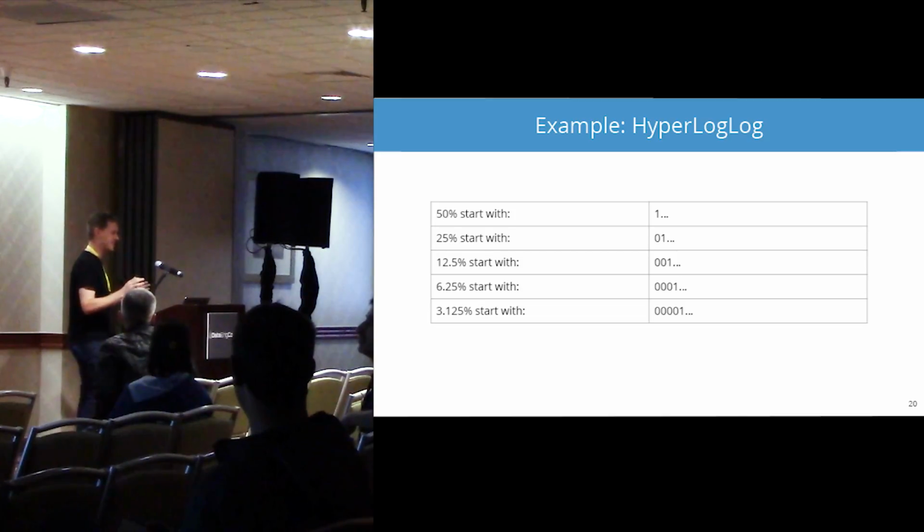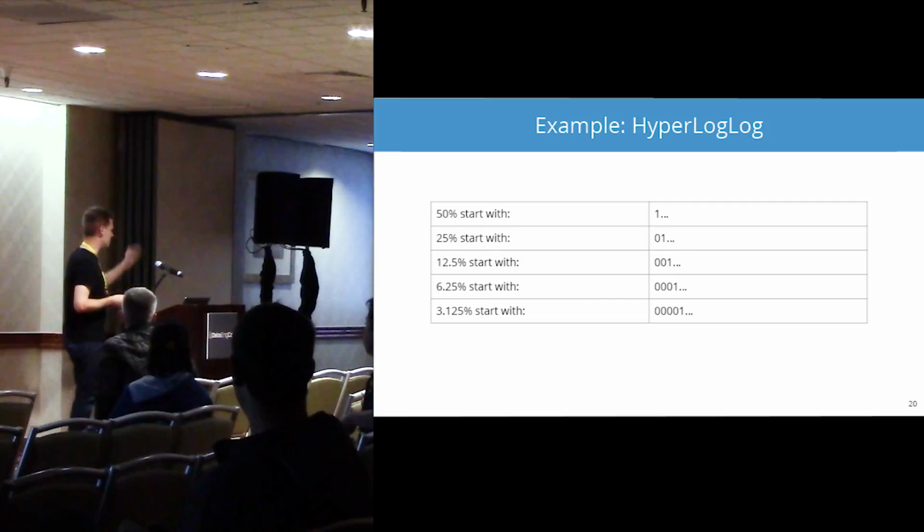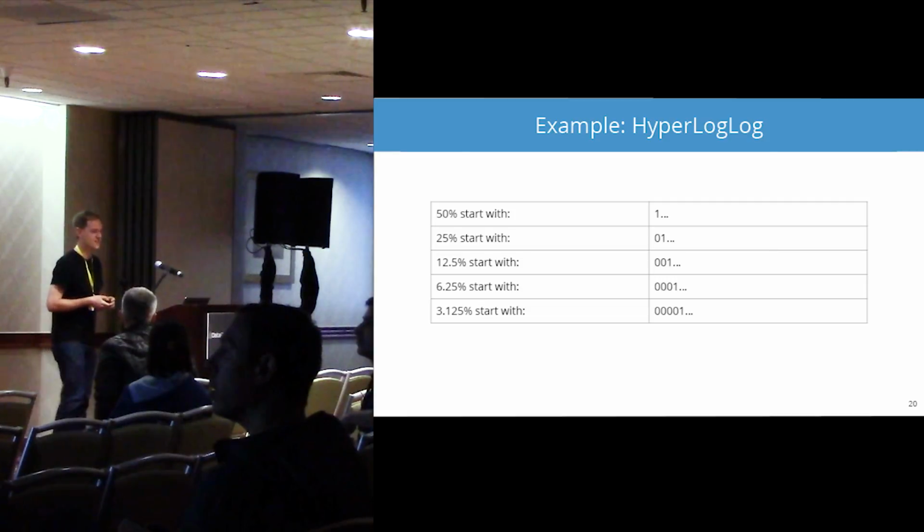Assuming the hash function is decent and the different bit positions are independent of each other, which is what you want from a good hash function, 50% of the values will start with 1, 25% will start with 0, 1, 12.5% start with 0, 0, 1, and so on.